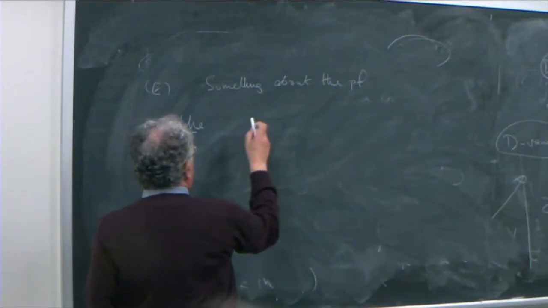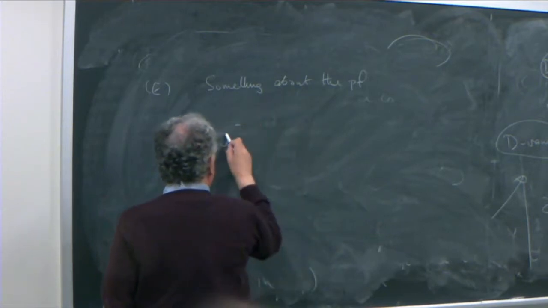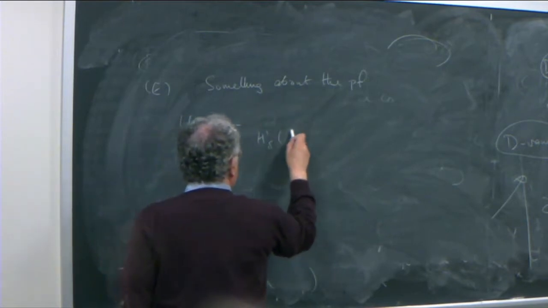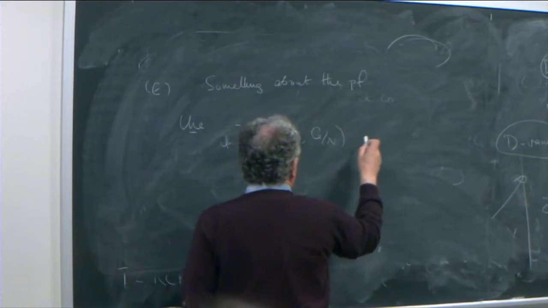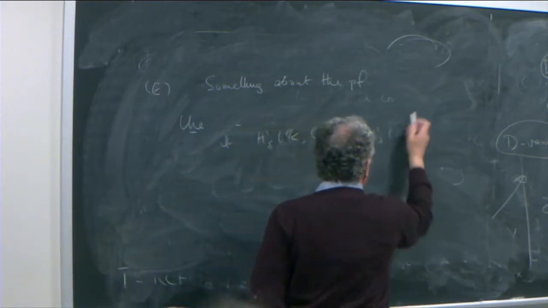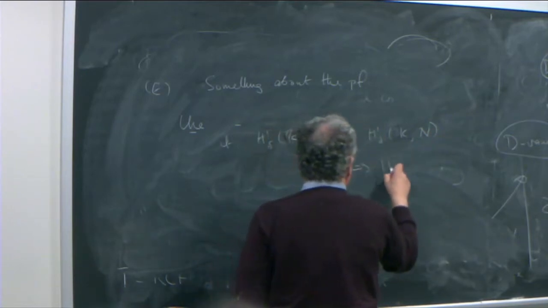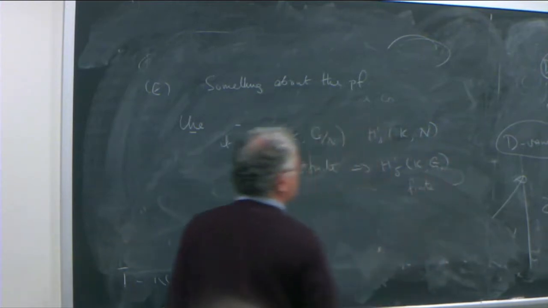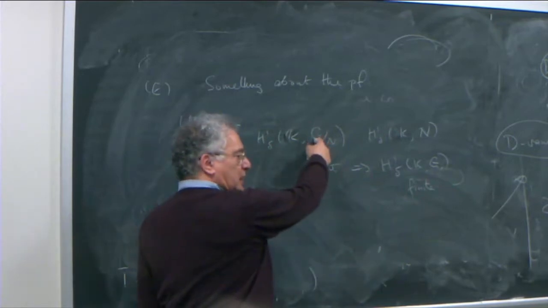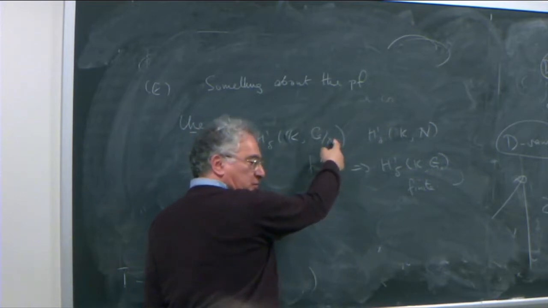Okay, so we use a couple of things. We use, first of all, the fact that if H1 delta of K for G mod N and H1 delta of K for N are finite, that implies H1 delta of K for G is finite. This is Kolchin. This is an exact sequence of Kolchin. Here G is a differential algebraic group, and N a normal subgroup defined over K.